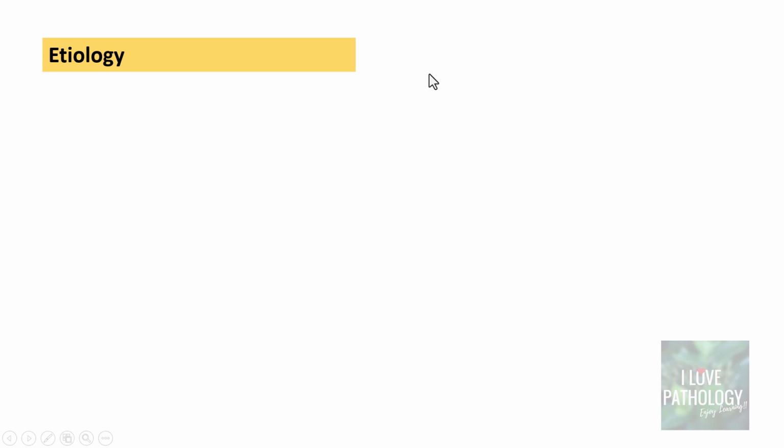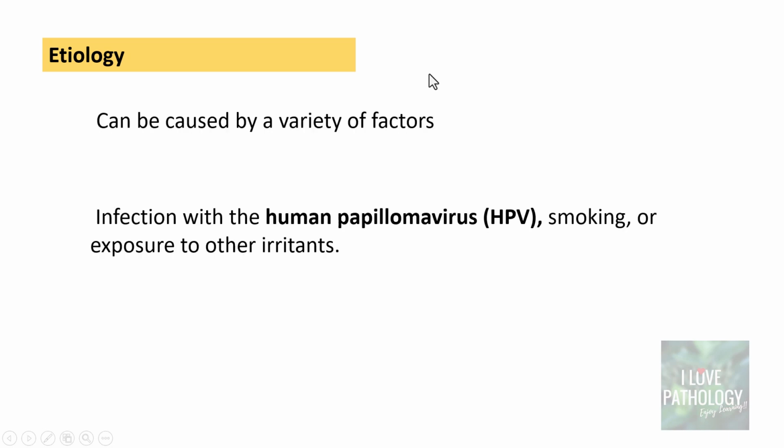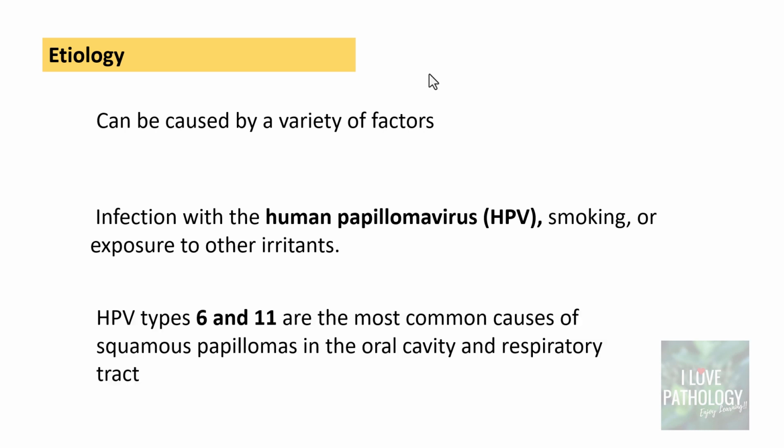So, what is the etiology of squamous cell papilloma? They can be caused by a variety of factors, but infection with human papilloma virus is the most important cause. Other causes could be smoking or exposure to other irritants. Among the HPV types, type 6 and type 11 are the most common causes of squamous cell papillomas, particularly when you're looking at the oral cavity and respiratory tract.